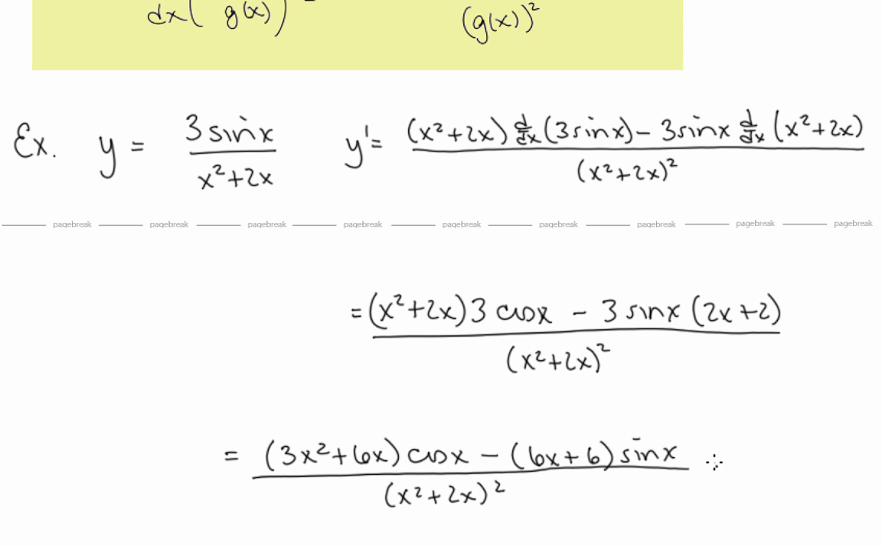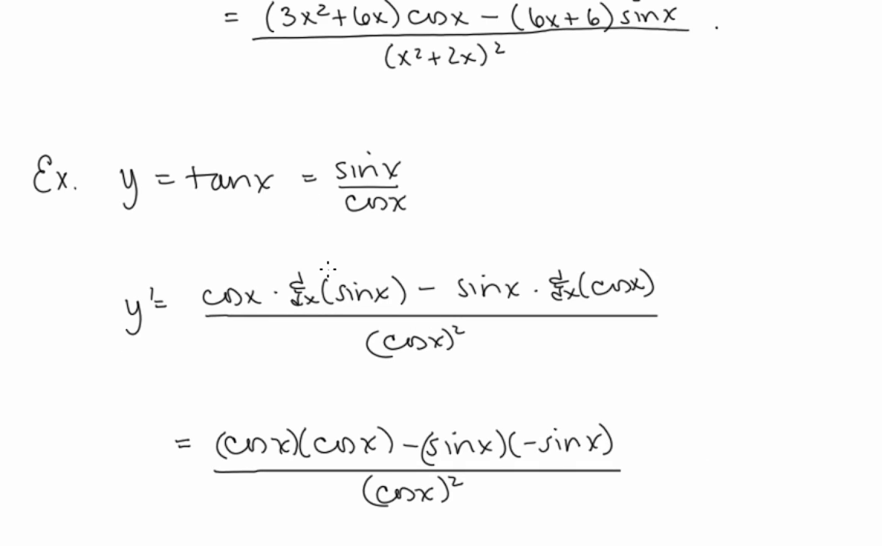Let's take a look at another. y is equal to tan x. Now, we know that tangent x is defined to be sine x over cosine x, so in order to find the derivative of tan x, we can recognize it as a quotient and use the quotient rule. So its derivative is going to be cosine x times the derivative of sine x minus sine x times the derivative of cosine x, all over cosine x quantity squared. So that's cosine x times cosine x minus sine x times a negative sine x over cosine x quantity squared.